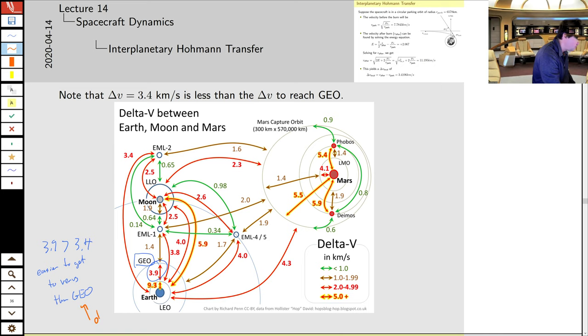Then, of course, this is Mars. Actually, this includes capture velocity, I think, capture delta V. So if you're just doing a flyby, your delta V is lower here. So that includes insertion into Mars orbit. So I forget exactly the numbers for delta V to Mars, but it's less than 4.3.